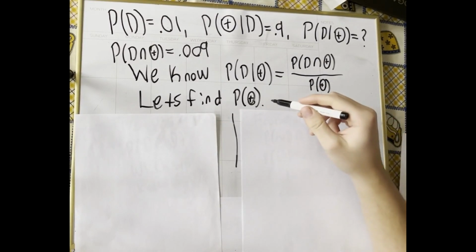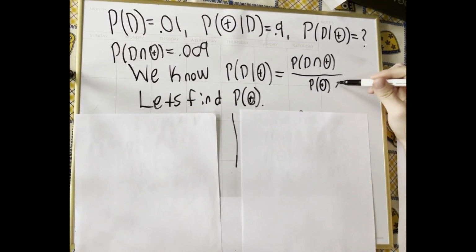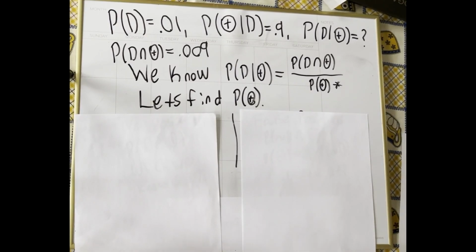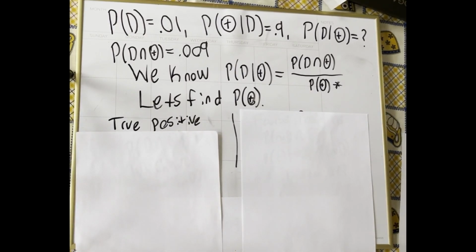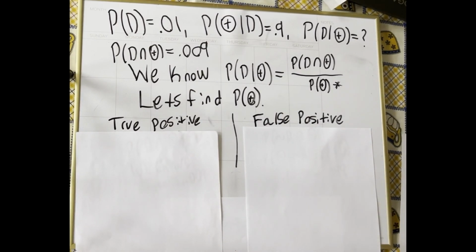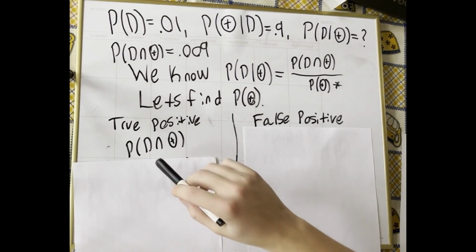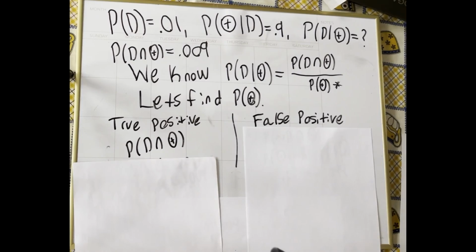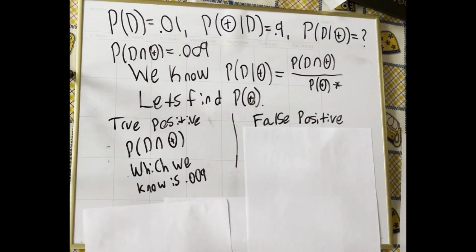Okay, so now let's investigate the probability that somebody tests positive. So two groups of people may test positive. We have our true positives, which is the drug users that test positive, and we have our false positives, the non-drug users that test positive, because we don't have a 100% accurate test. So looking at the true positives, we are looking at the probability of D, drug user, intersect test positive, which we already found. We know that that is 0.009.